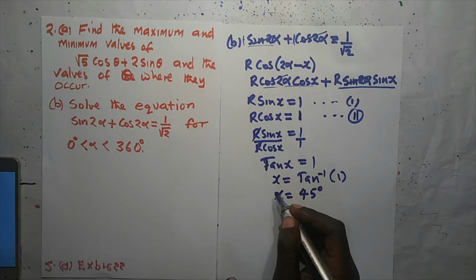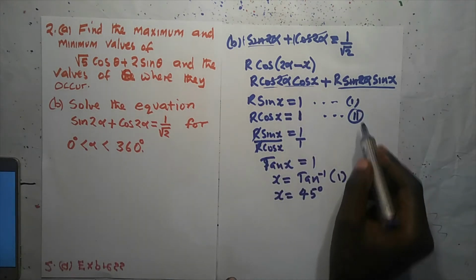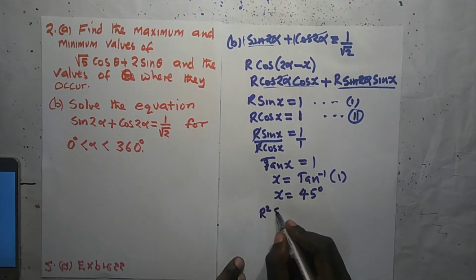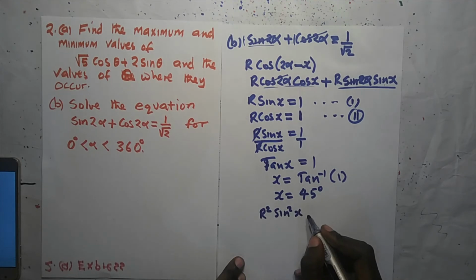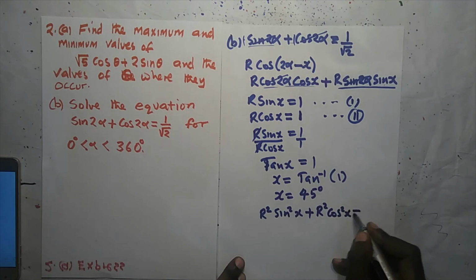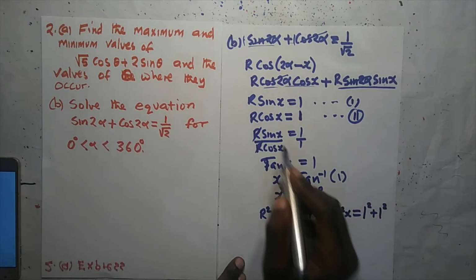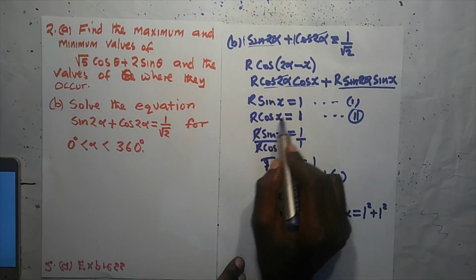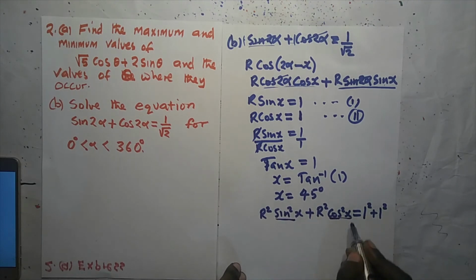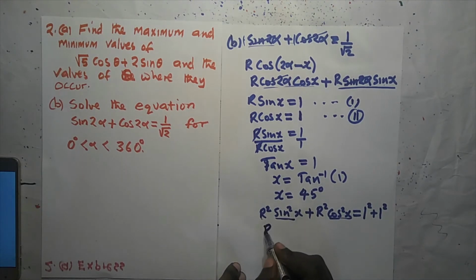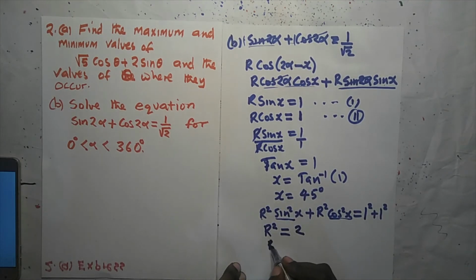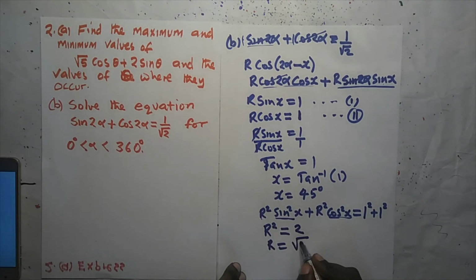And so the way we find r here is to square both equations that we have, equation 1 and equation 2, and then add them. So we are going to have r squared sine squared x plus r squared cos squared x is equal to 1 squared plus 1 squared. So you square this one, and square this one, and add them. So sine squared plus cos squared is 1, so we'll remain with r squared is equal to 1 plus 1, which will give us 2. And then we can find square roots on both sides, and therefore r is equal to the square root of 2.